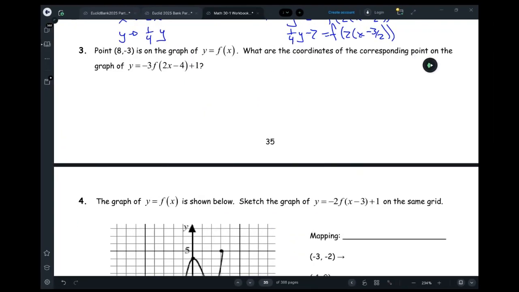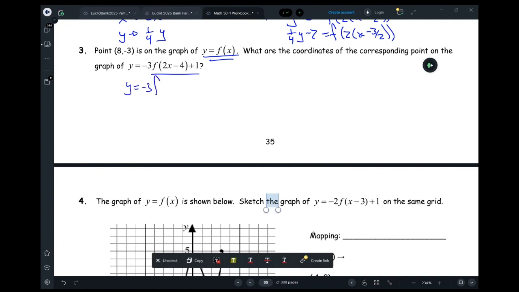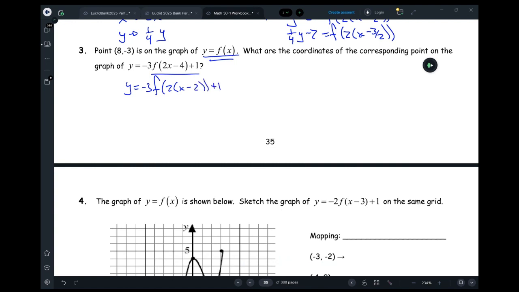So in this next question, we're going to take a look at the point (8, -3). And that's going to be on the graph of y equals f of x. And we want to know what the coordinates are of the corresponding point on this graph right here. Now I'm pleased that the -3 and the 1 have been moved over, but I need to make a little adjustment here because I can see inside my function that 2 has been multiplied through, and I need to factor it out. So this becomes 2 times (x minus 2) plus 1.